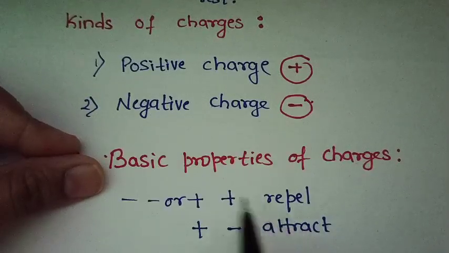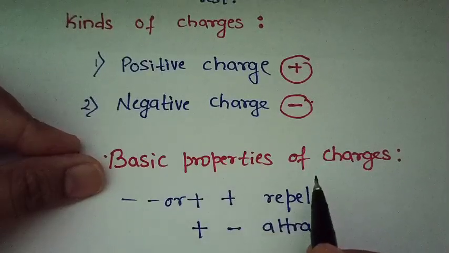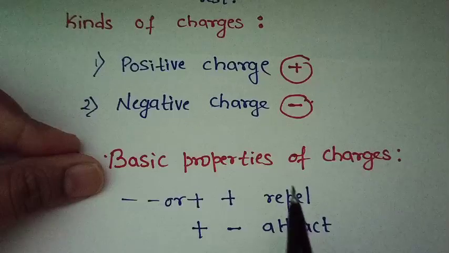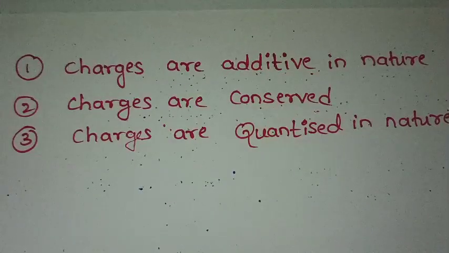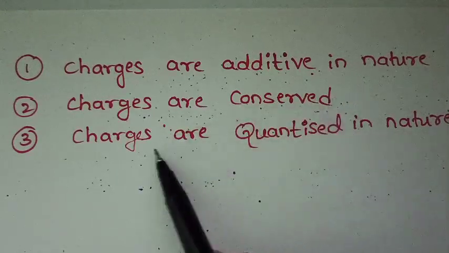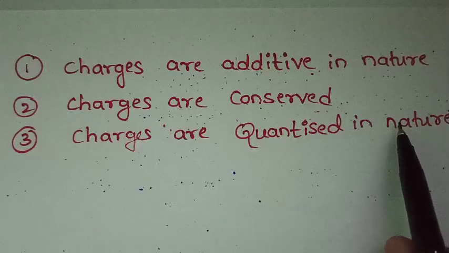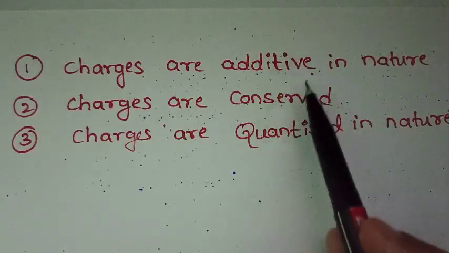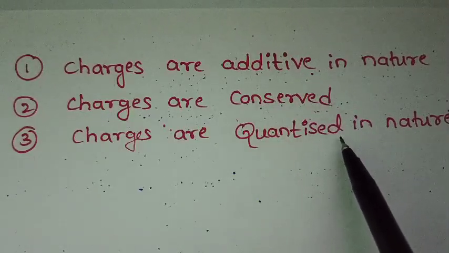But in examination this is a very important question for 3 marks. Always, regularly, it is asked. So what points do we have to write for the basic properties of charges? The basic properties of electric charges are: additive in nature, charges are conserved, and charges are quantized in nature. If you mention these 3 points, then definitely you will score 3 marks. Now we'll see one by one what we mean by additive nature, conserved and quantized nature of electric charges.